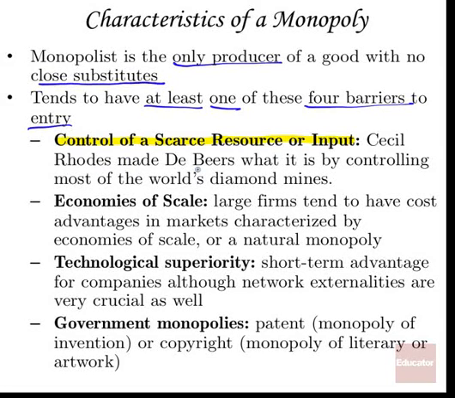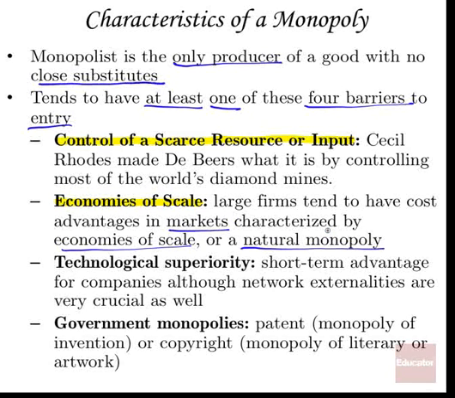Cecil Rhodes made De Beers what it is by controlling most of the world's diamond mines. If you're the only one producing that product, you're well poised to dominate that particular market. Economies of scale. So there are certain industries where it's better for only one firm to produce. Large firms tend to have cost advantages in markets characterized by economies of scale or a natural monopoly. So with a natural monopoly, it's just better for there to be one seller.